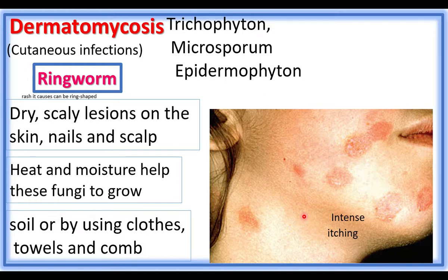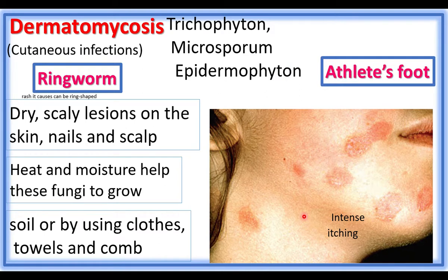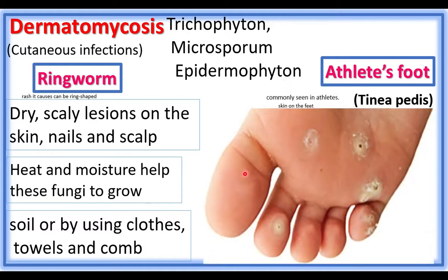Another fungal disease affecting the skin is athlete's foot. It mainly affects athletes. It is called tinea pedis. Tinea pedis or athlete's foot is caused by Trichophyton and Epidermophyton groups of fungi. It commonly affects the skin on the feet. It may spread to the toes also.